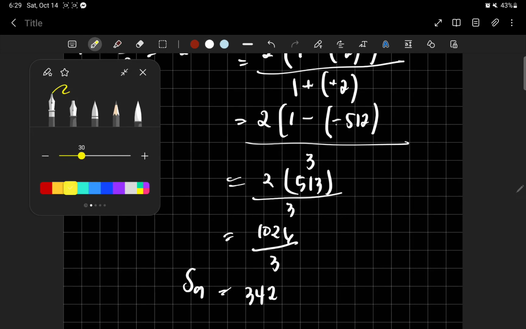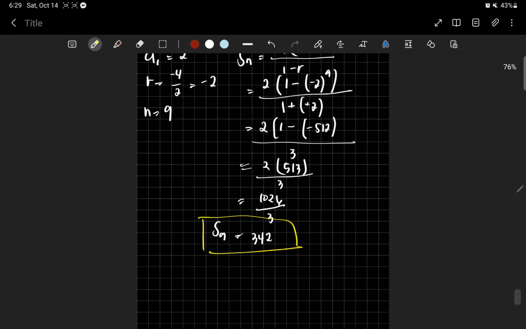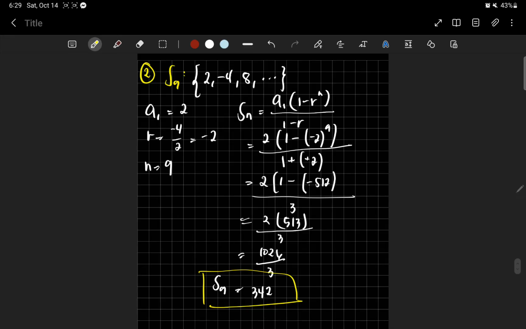Therefore, the sum of the 9 terms of our geometric sequence is equal to 342. So, nakuha. All you have to do is to identify first the three given, the a sub 1, the common ratio, and your n. Then, after that, use the formula. Then, unahin i-simplify yung mayroong exponent. Then, after that, yung denominator. Then, yung nasa loob ng parenthesis, yung 1 minus negative 512, which is 513, multiplied by 2, divided by 3, then you'll have your final answer.